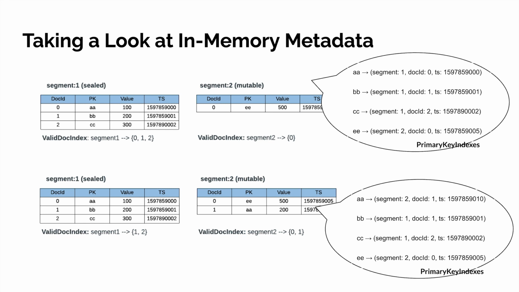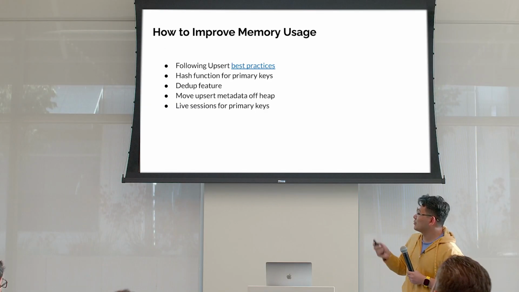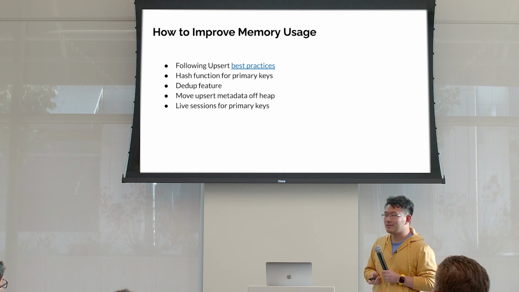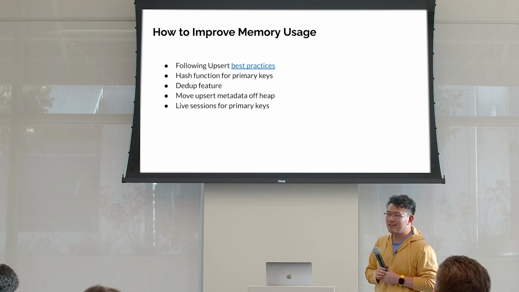And if your table is large, you have to keep all these primary keys indexed in your memory. So how do we improve the memory usage, and how do we support this upsert use case efficiently? I think there are multiple guidelines or best practices. The first one, you can follow the best practices on the open source wiki. So basically, we have several suggestions.